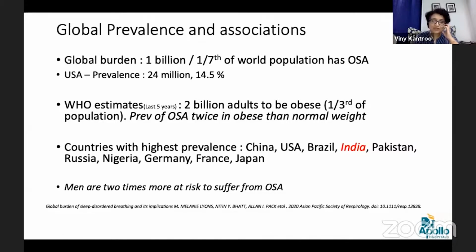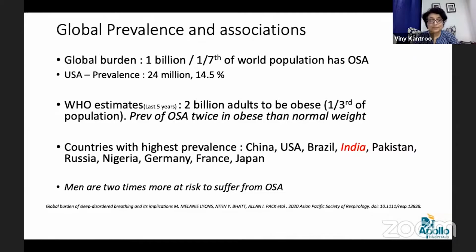So the prevalence of OSA in USA is about 14.5% of the population. And when we come to obesity, about 2 billion of the world population is suffering from obesity, which is 1/3 of the total population of the world. So prevalence of OSA is twice as common in obese than in normal weight subjects. The countries with the highest prevalence would be China, obviously, because of the large population involved, the USA, the Brazil, and India comes fourth down in the list, Pakistan, Russia, Nigeria, Germany, France, and Japan.